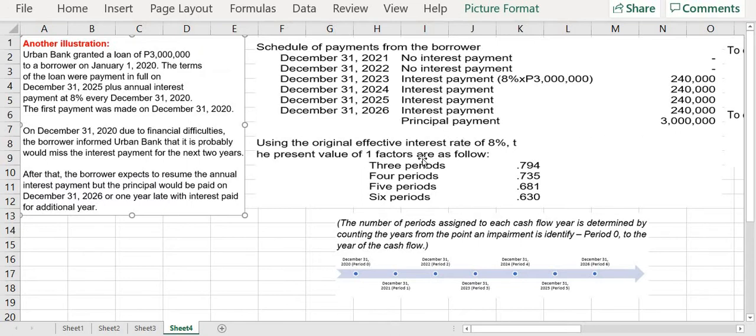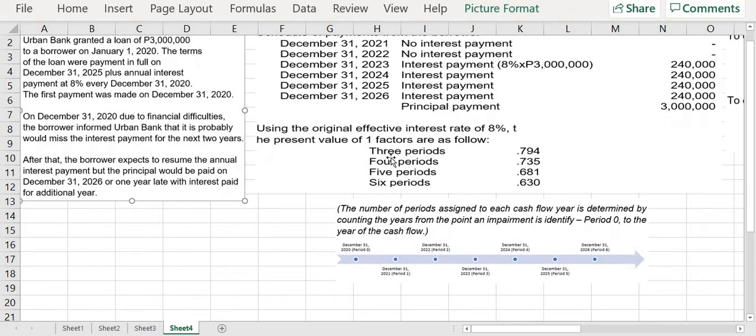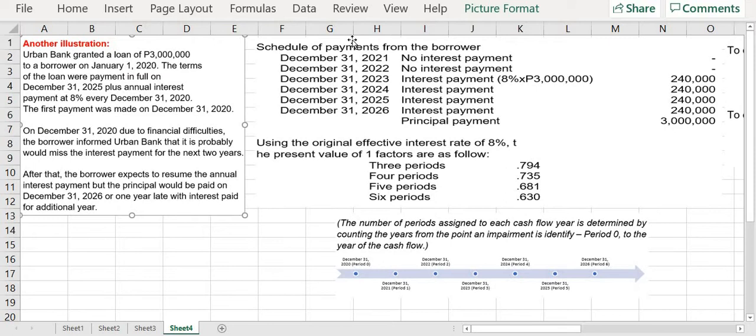Ayan. So, yung gagawin natin is, compute tayo ng present value factor to get the present value of the future cash flows, to get, of course, the impairment loss. No? Now, remember na ang schedule na to ay ginawa on December 31, 2020. Okay? December 31, 2020. Dahil it is in this date na probable ang impairment. Okay? There is a presence of impairment.